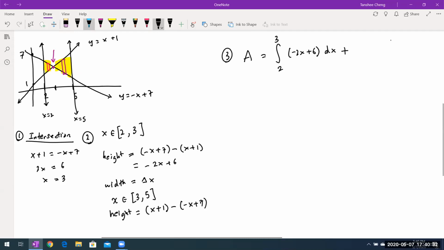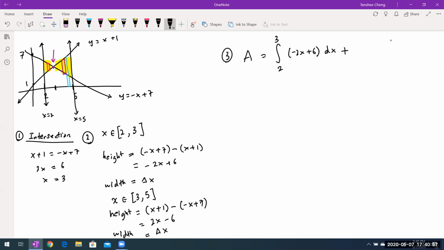And once again, why are we doing that? Because the height of this rectangle will be what? From here all the way to the top, take away this little height, that will give me the height in between, the height of the rectangle. So if I simplify this, that will become 2x minus 6. And the width will be the same as before, which is delta x.